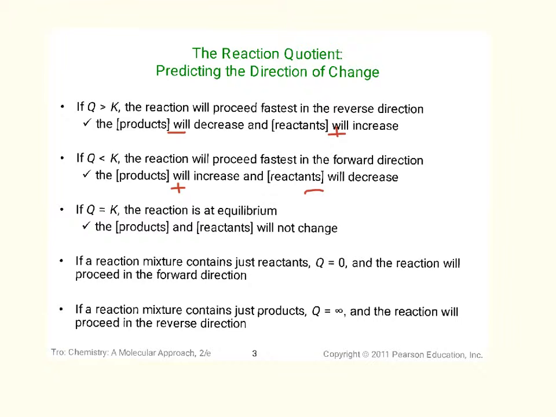If the quotient equals the equilibrium constant, it means the reaction is at equilibrium. Here it's very important to understand that the concentrations of products and reactants are not going to change, and the rates of the forward and reverse reactions are the same. If a reaction mixture contains just reactants, the quotient is going to be 0, and the reaction proceeds in the forward direction. In the opposite case, if a reaction mixture contains just products, the quotient is infinite, and the reaction will proceed in the reverse direction.